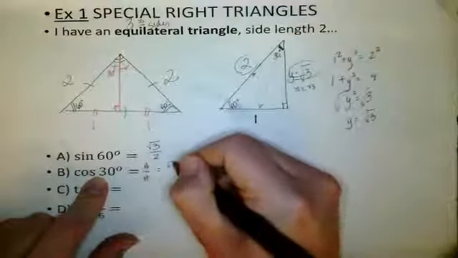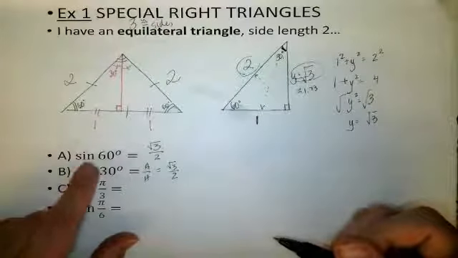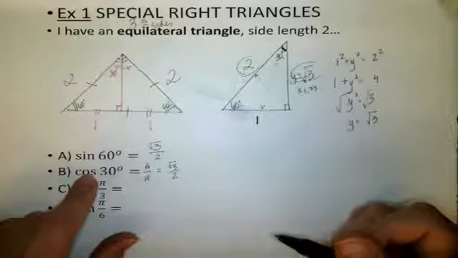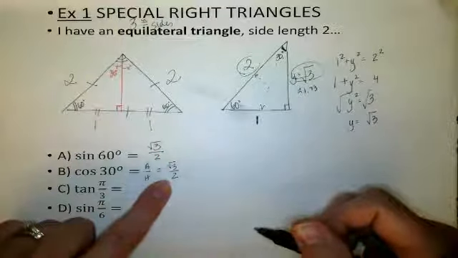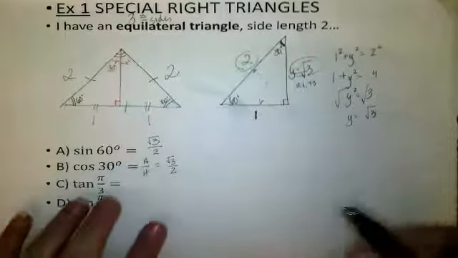Hey, that's kind of interesting, isn't it? That's a special thing. These are called cofunctions of complementary angles. They are congruent. We'll talk more about that. All right, what about the tangent?